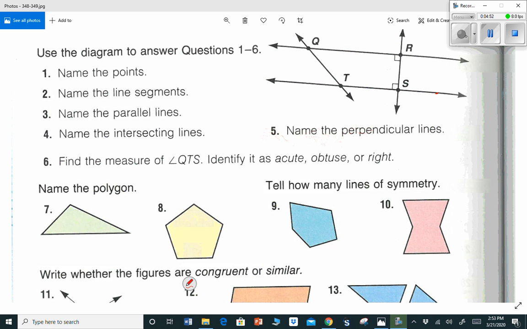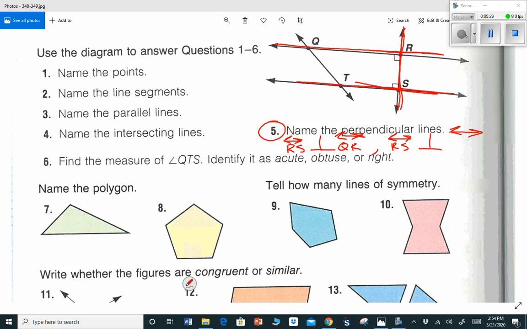Okay, then we don't want to miss number 5 over here. It says to name the perpendicular lines. Perpendicular lines come together at 90-degree angles in square corners, and they've given us some clues here. There are going to be two sets of perpendicular lines. Line RS is perpendicular to line QR, and line RS is also perpendicular to line ST. So you need both of those.